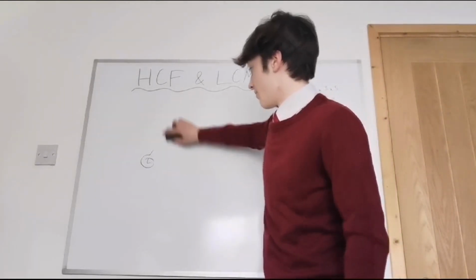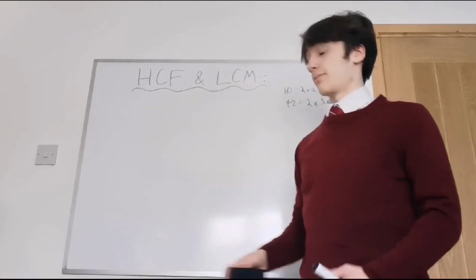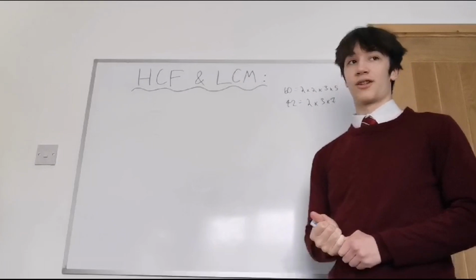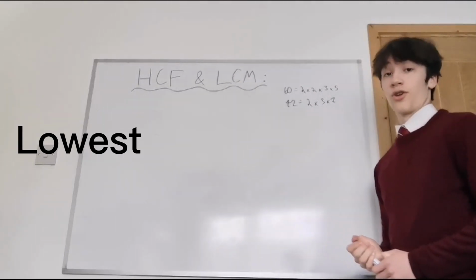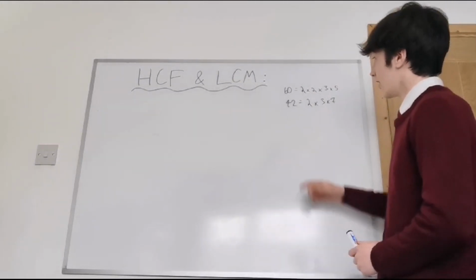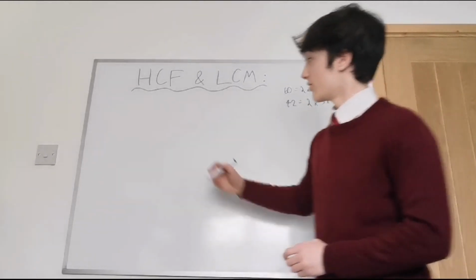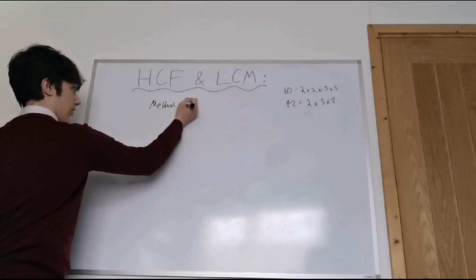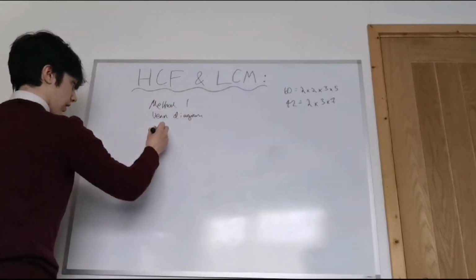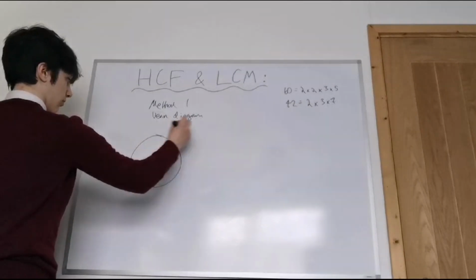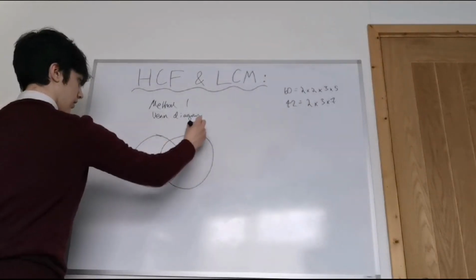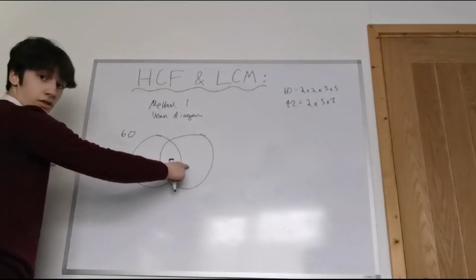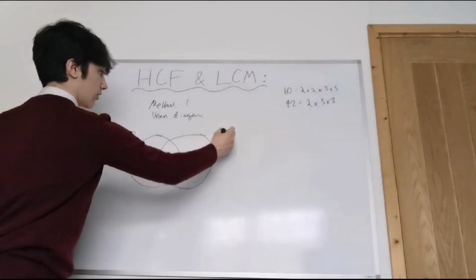Okay, next we're going to try and find the HCF and LCM. HCF stands for highest common factor and LCM stands for lowest common multiple. I'm going to go through the first method, and the first method is using a Venn diagram. A Venn diagram is 2 circles, or 3 circles in some cases. I'm going to say that this circle is going to be 60, and this circle is going to be 42.